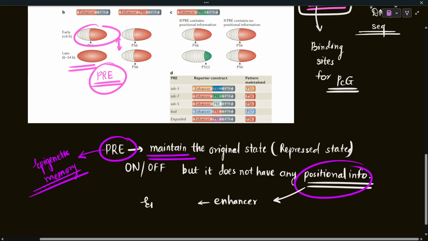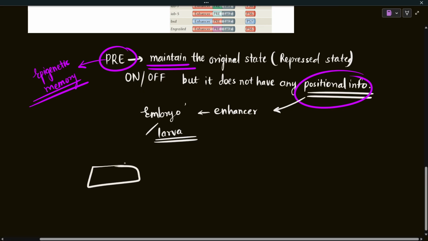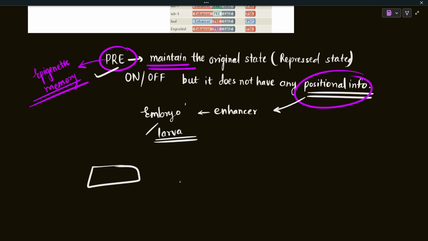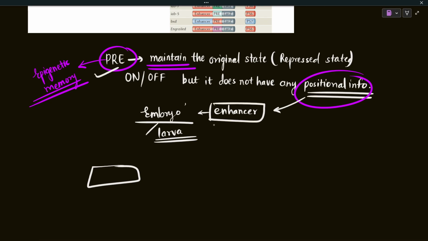This is the same in the larval enhancers also. In the larval stage, whatever is set during the early larva will be maintained by the Polycomb group of proteins or Trithorax group of proteins. That memory will be retained through the Polycomb response element, but the positional information will be contained by the larval enhancers. So this case is the same for both embryonic and larval enhancers. The positional information is contained in the enhancers, not in the PREs. PREs only do the job of epigenetic memory.